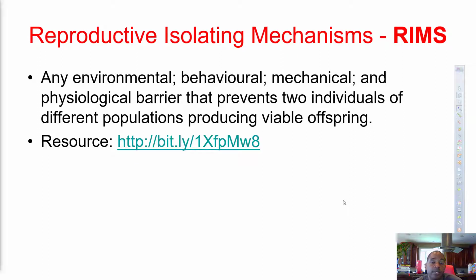So the next question that arises is the idea of these populations separating. Okay, they've separated, so what stops them from coming back together? The thing that stops them from coming back together is known as a reproductive isolating mechanism, the RIMS.